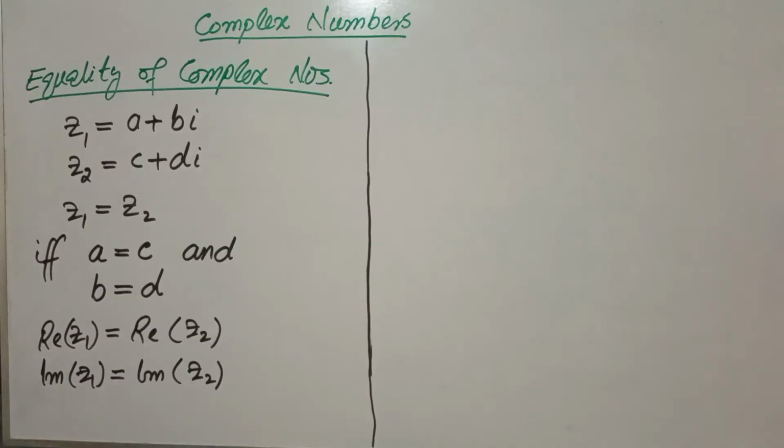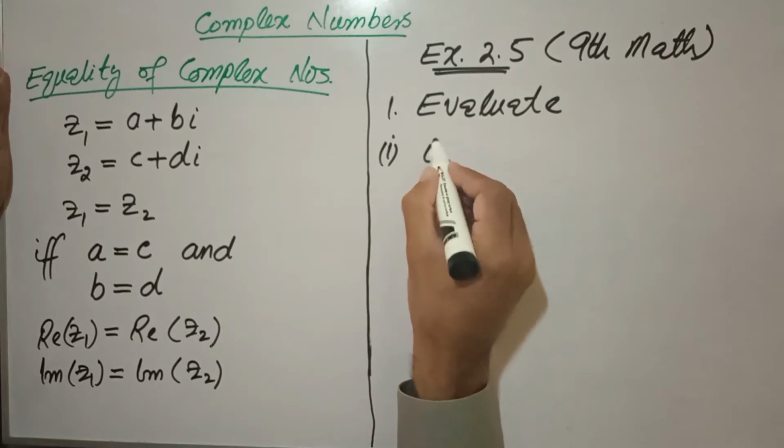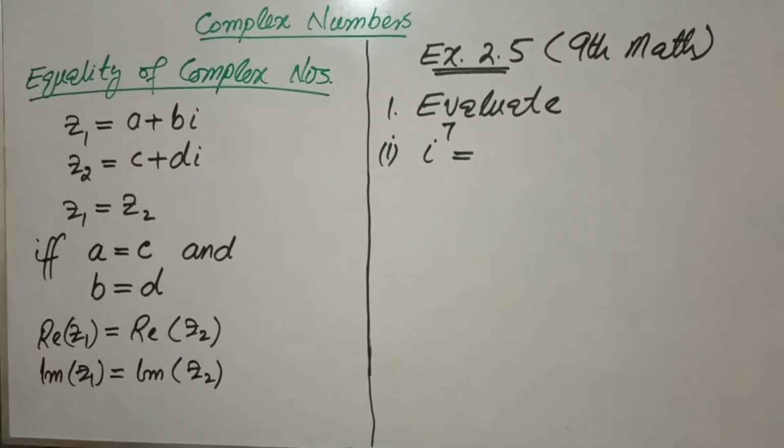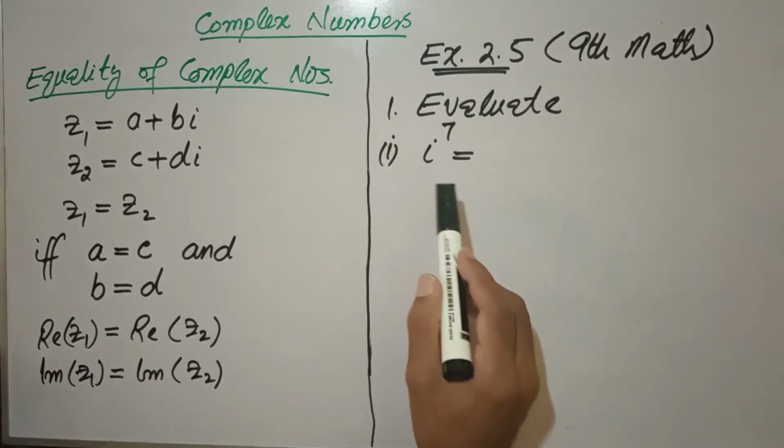Now we solve exercise 2.5 of class 9 math. In the first question, we'll have to evaluate the given imaginary numbers. First part is iota power 7. We'll write this in the simplest form, that is involving only iota.